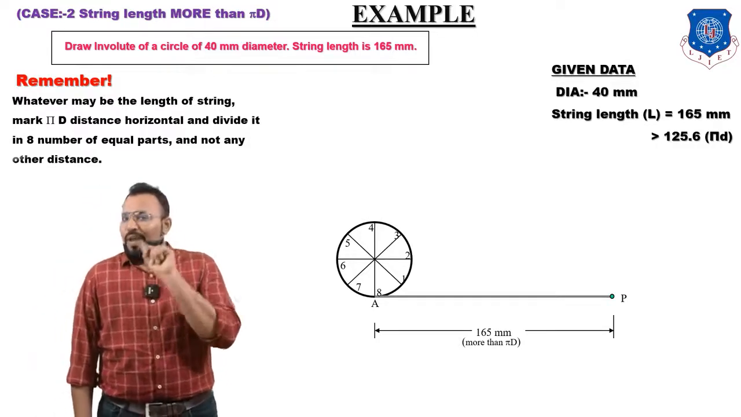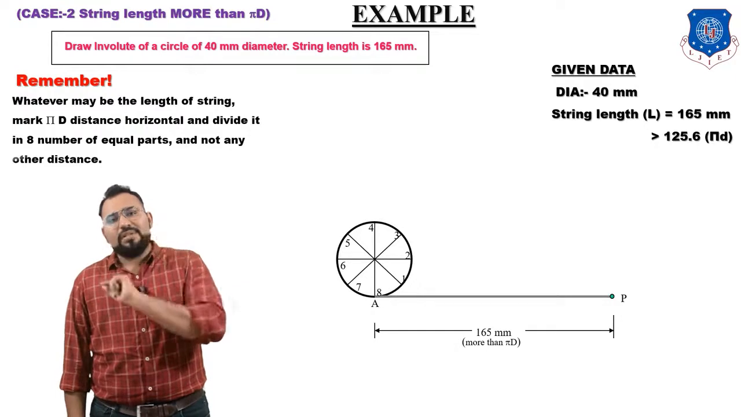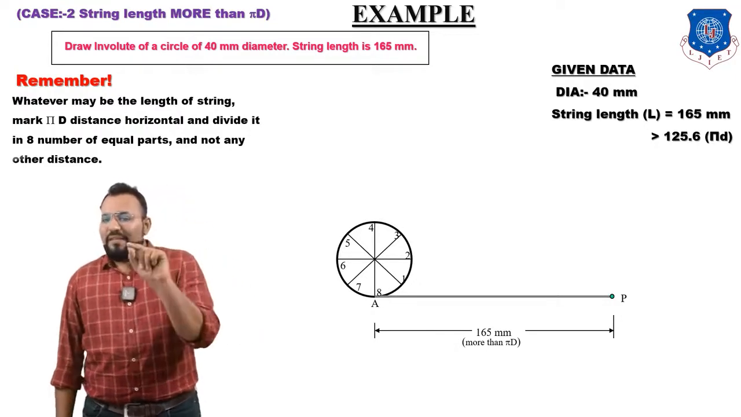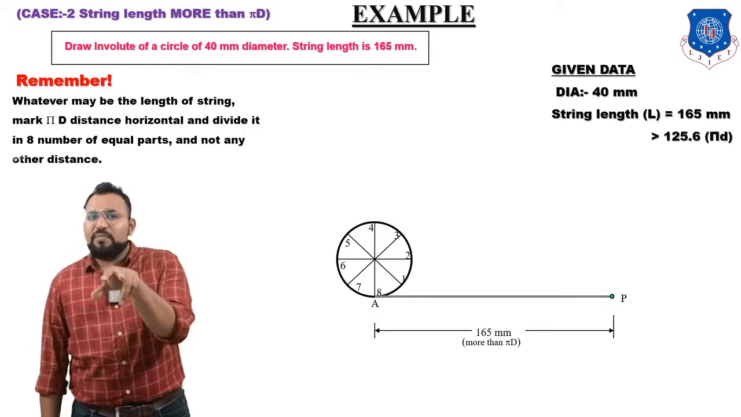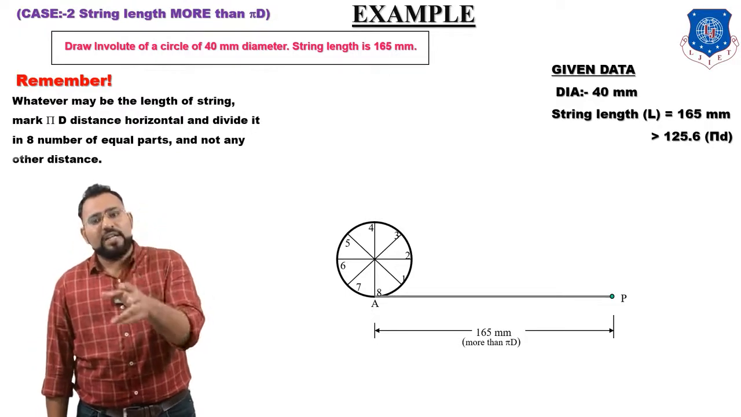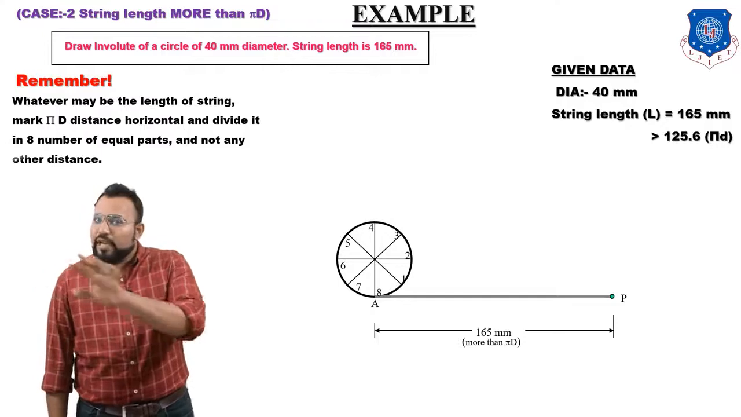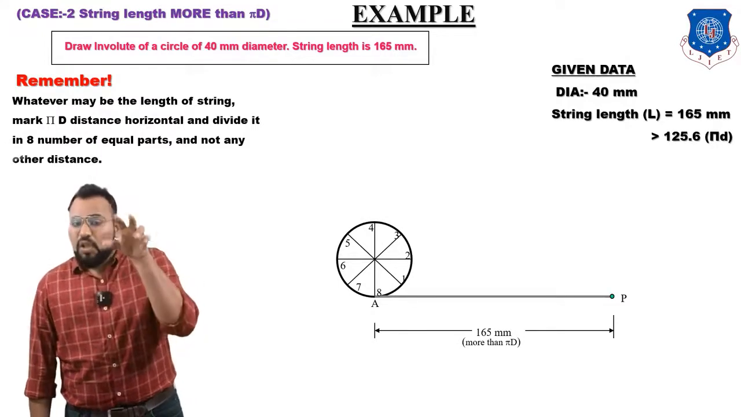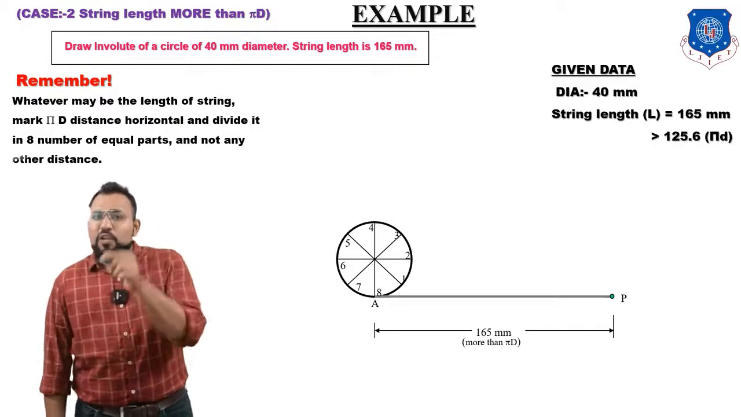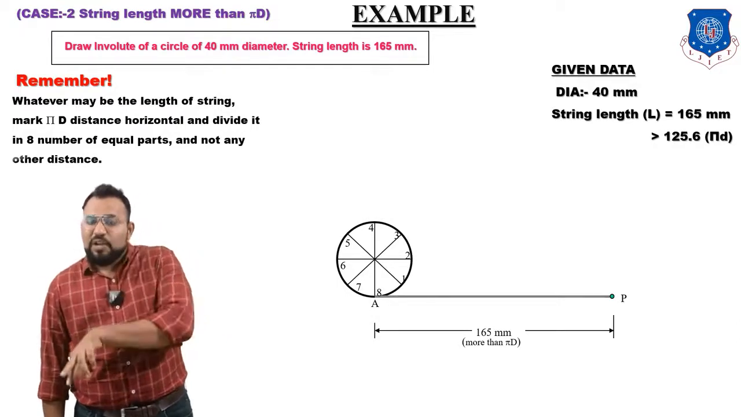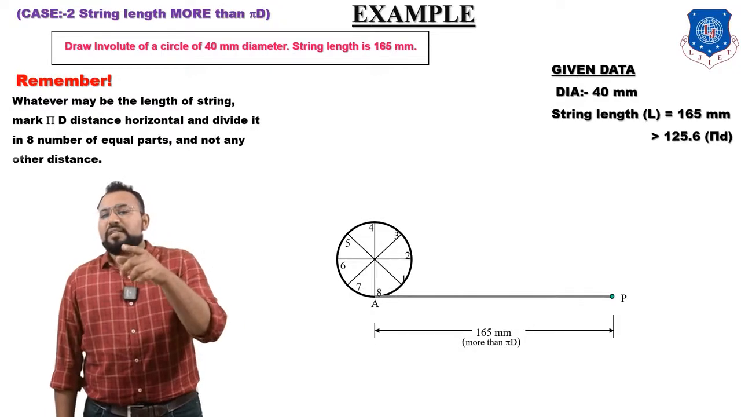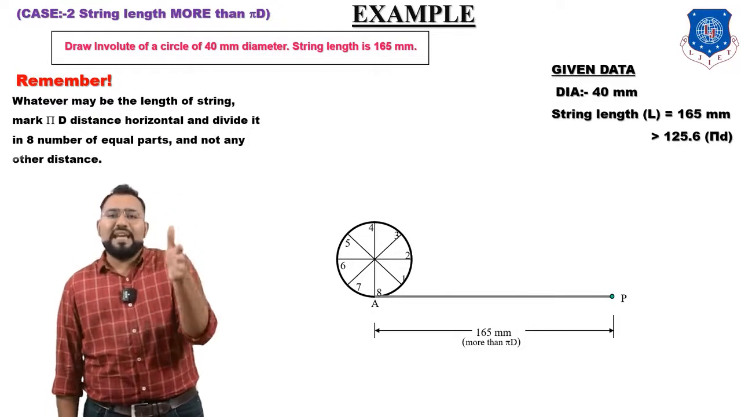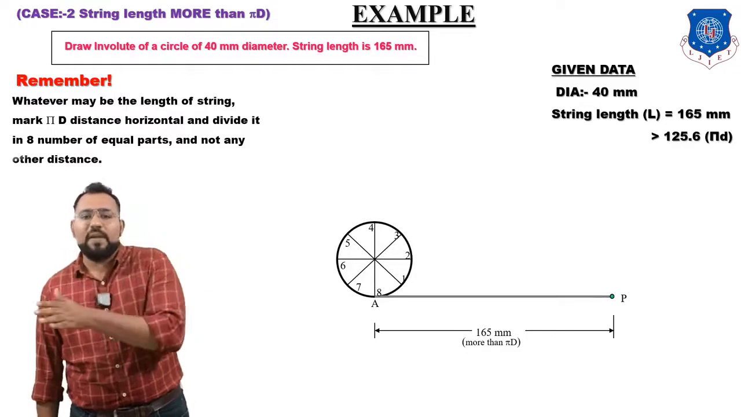But you know, here students make a mistake. What mistake do they make? They divide this line AP into 8 equal parts. But remember, students, this line AP is not equal to pi d, because it is greater than pi d. So what you have to do is, on this string length AP, mark a distance equal to pi d. We know that the distance pi d is equal to 125.6 mm. So we have distance L equal to pi d, equal to 125.6 mm.